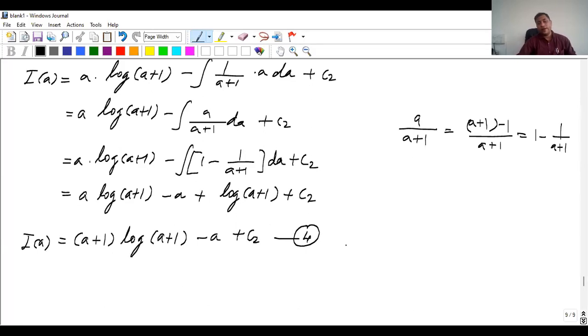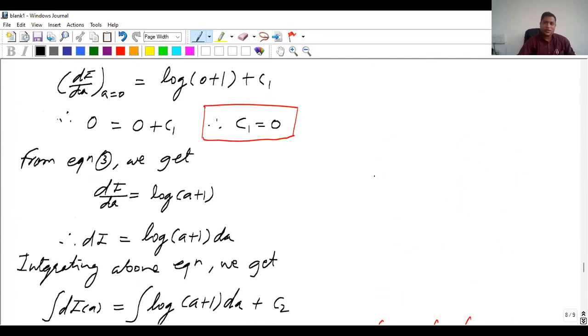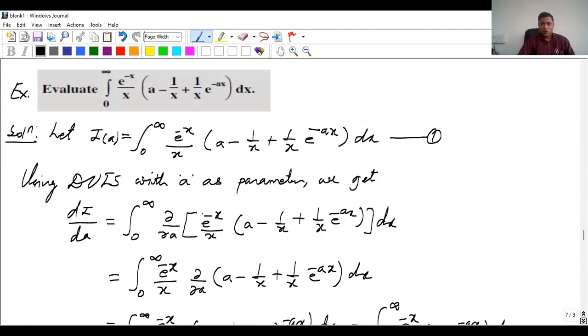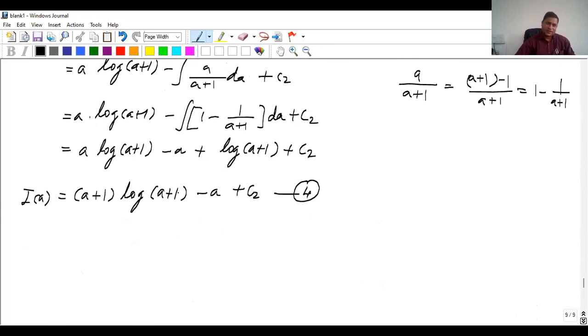Now we want to find the value of C2. So if we want to find the value of C2, we have to go to equation 1. Think of the integral I. What value of A will make this integral 0? So think over this now. What value of A will make this integral 0? 0, sir. Yes, 0. Again, it is going to be A is equal to 0. So if I put A is equal to 0, then I of 0 is going to be 0.